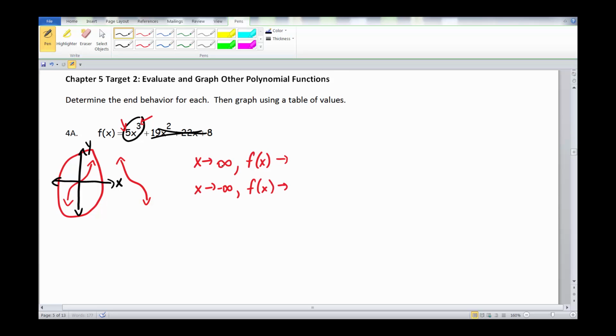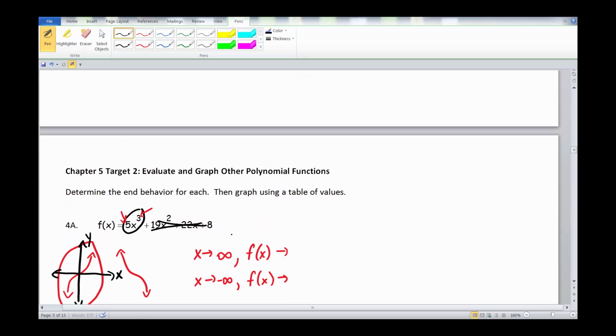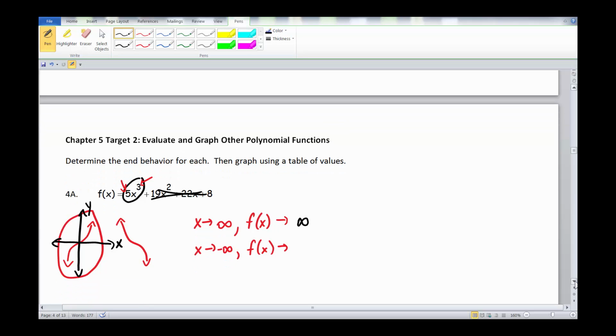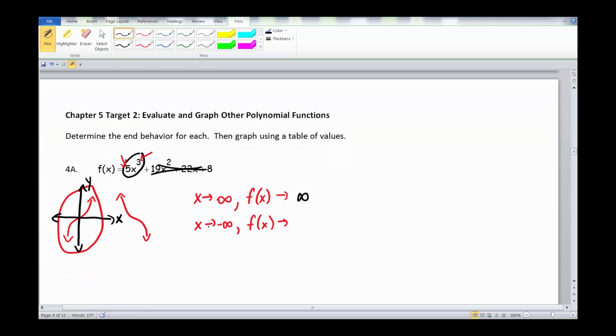So as x goes to infinity, f of x is doing what? In other words, as we go outward this way, we can see that our function is going towards positive infinity. So f of x would be going towards positive infinity. Alternatively, as x goes towards negative infinity, so as we go out this way, f of x is going down toward negative infinity. So there would be our description of our end behavior.